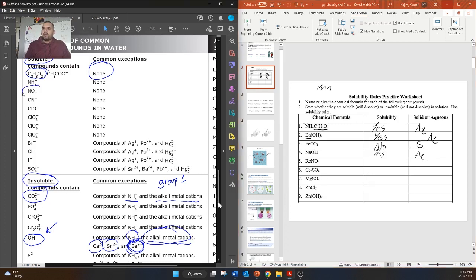Next one, rubidium nitrate. So here's nitrate right here. Is it soluble? Are there any exceptions to the rule? No. So solubility, yes or no? Yes. Solid or aqueous? Aqueous.